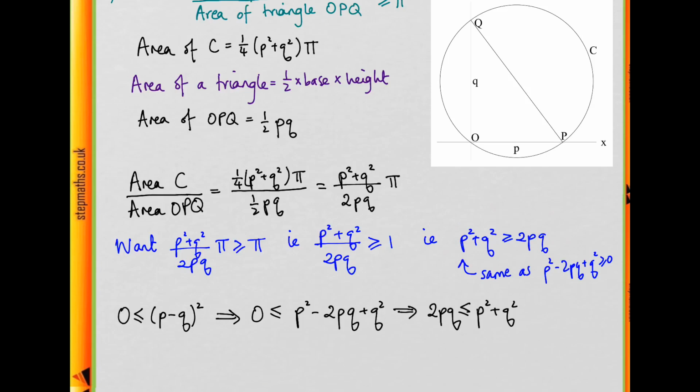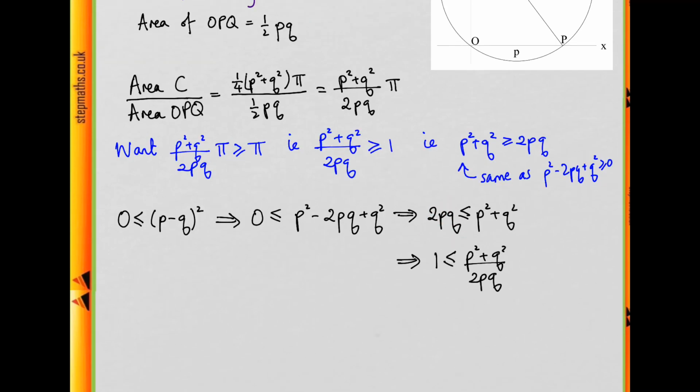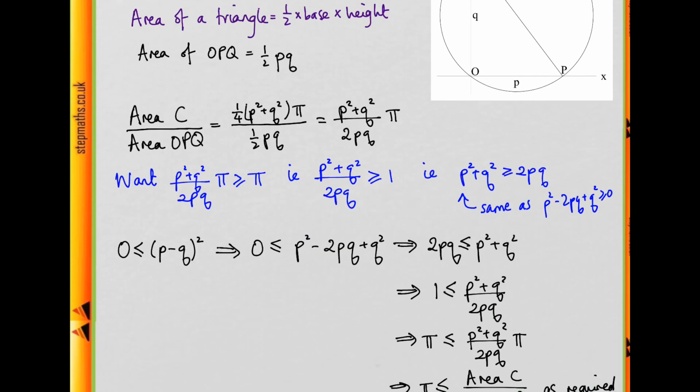Note that to actually do this proof, I didn't start from here and show that this was the same as this. I started from the results that I knew and then proved the thing that I wanted. So don't start a proof with the thing that you're trying to prove. Okay, so now we've proven this inequality, then we can basically work backwards through this to show the result we want. So first dividing through by the 2pq, and then multiplying through by pi, and so we get the result that we want.